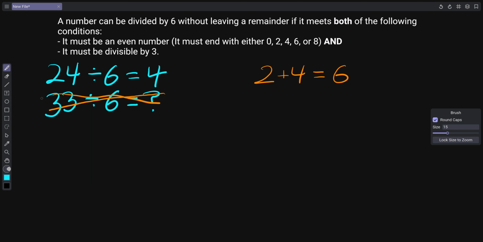Now let's try another example. Let's say we had 108, and we wanted to see if 6 could evenly divide into this number. And this is a larger number, so the first thing we'll do is start by looking at the digit at the end, and we can see that it is 8. And 8 actually does fall within the set of even numbers because it ends with an 8.